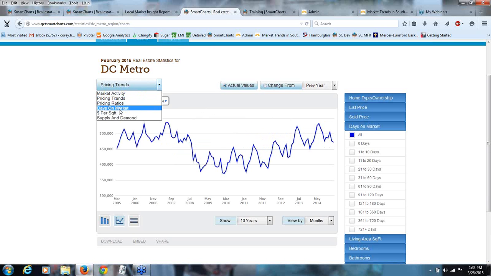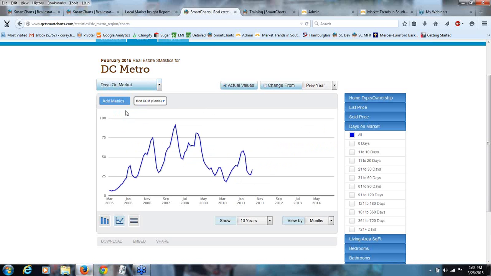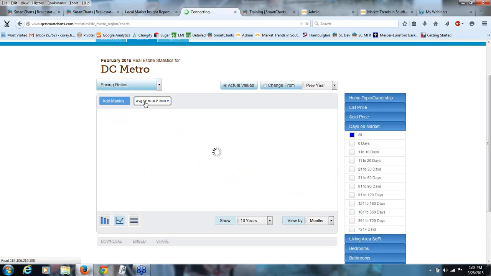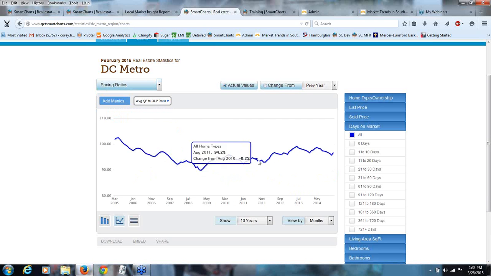Switch this over to days on market, and you'll see basically the inverse. Spring, winter, homes take longer. Then the average SP to OLP ratio, and hopefully you're seeing how I'm changing metrics on the fly here. Not quite as pronounced, but you can definitely see it.